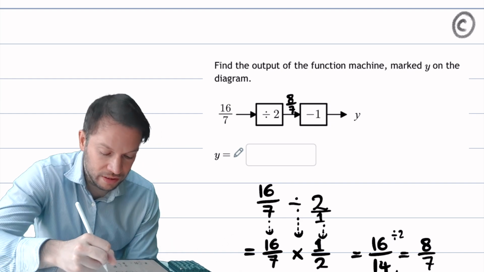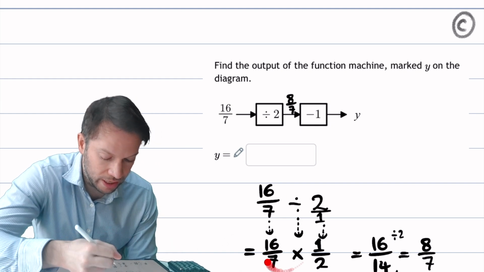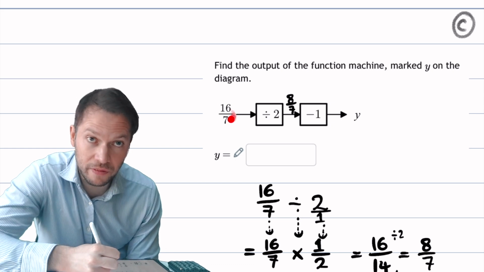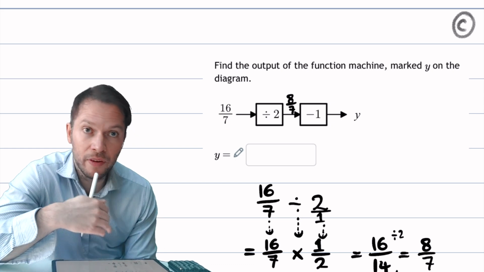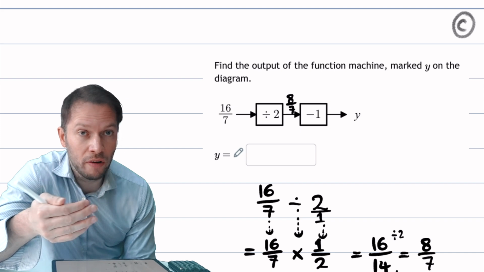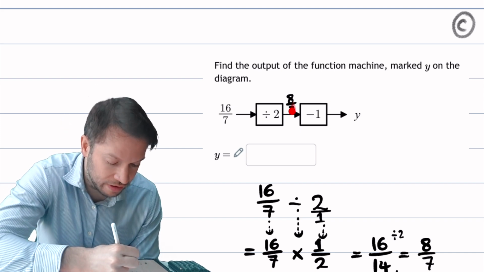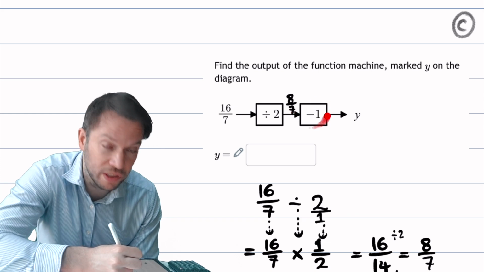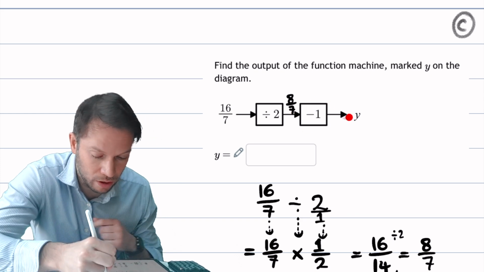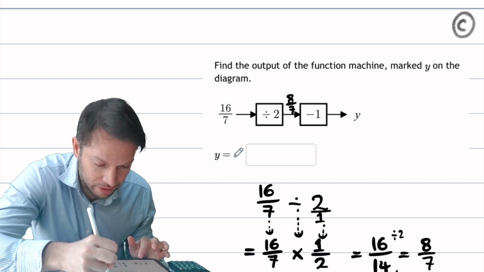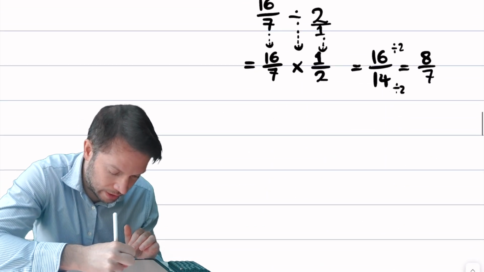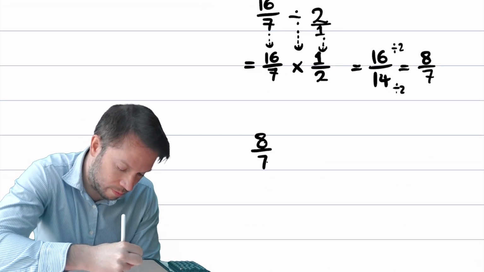Another quick way of doing this, without having to do this kind of working, is if you have 16/7 and you halve it, you'll have 8/7 because you've got half as many sevenths, basically. So that's the quicker way to do it. And now the 8/7 has been fed into this next function machine. We're subtracting 1 from it to get y. So let's do 8/7 minus 1.